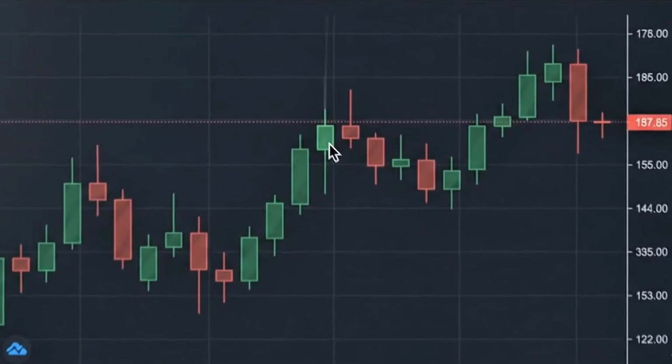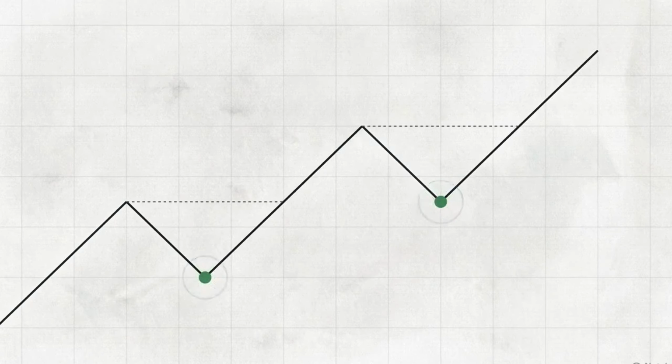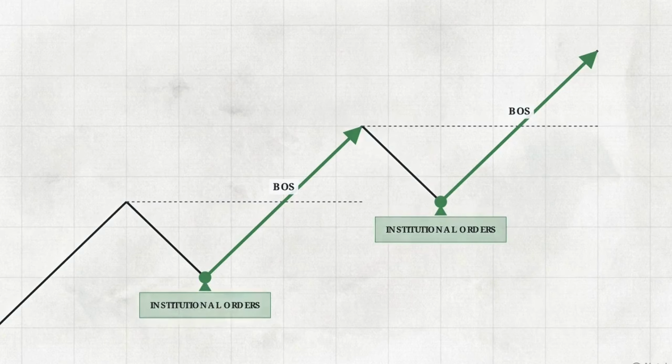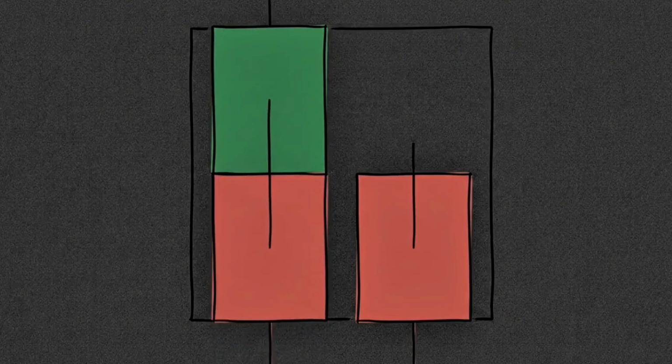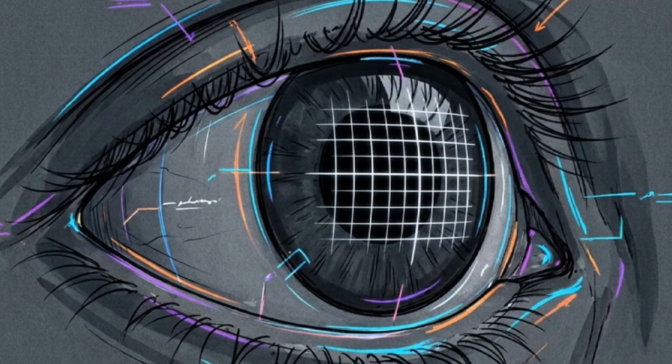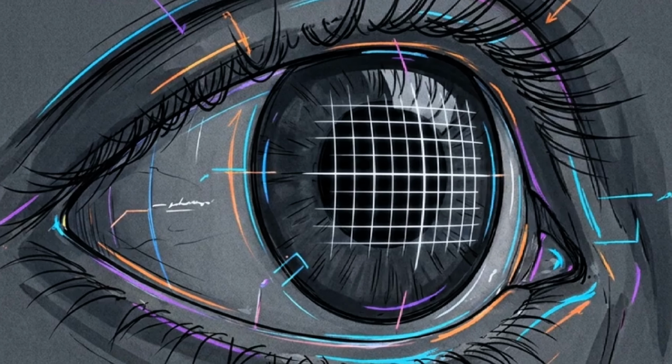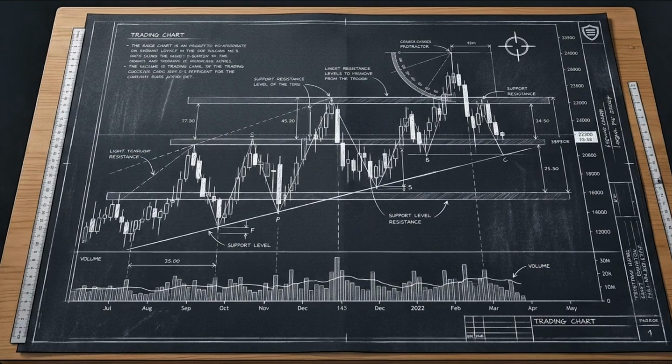Instead of relying on subjective shapes, we can track the objective, unhideable footprints left behind by large financial institutions as they execute their massive orders. In this video, we are taking a completely blank canvas and building a professional multi-timeframe market map from the ground up. By constructing a clean structural chart, you shift your focus. You stop reacting to every random green or red candle and start executing against a specific spatial blueprint.